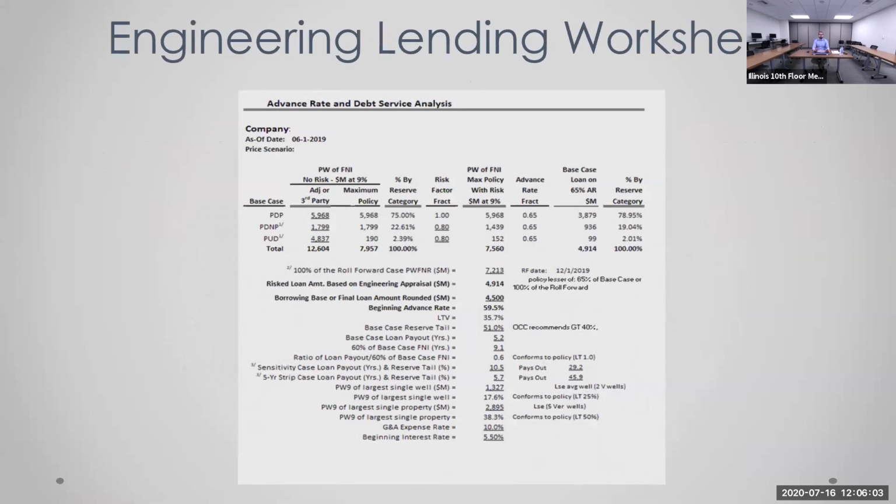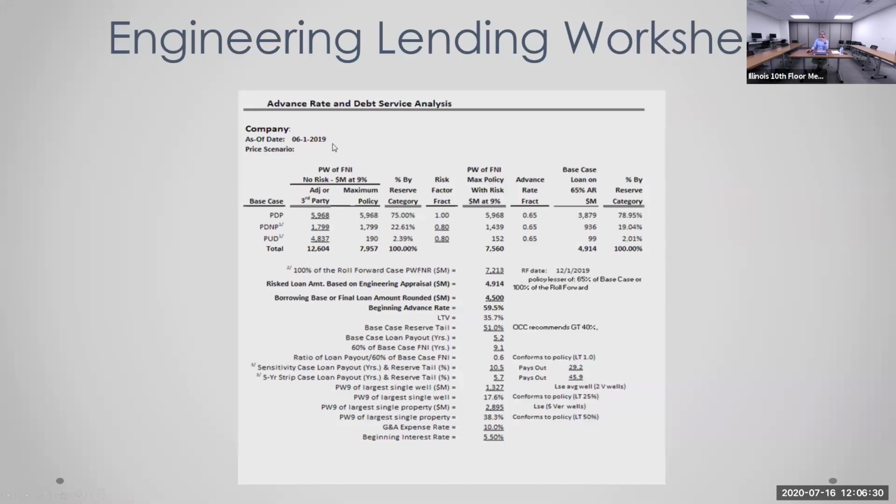So now all of this boils down to this piece of paper right here. This is what we present as engineers. This is what we present to bankers. So this evaluation is as of June of 19. It's got PDPs, PDMPs, and PUDs. Now we discount everything at a discount rate of 9%.